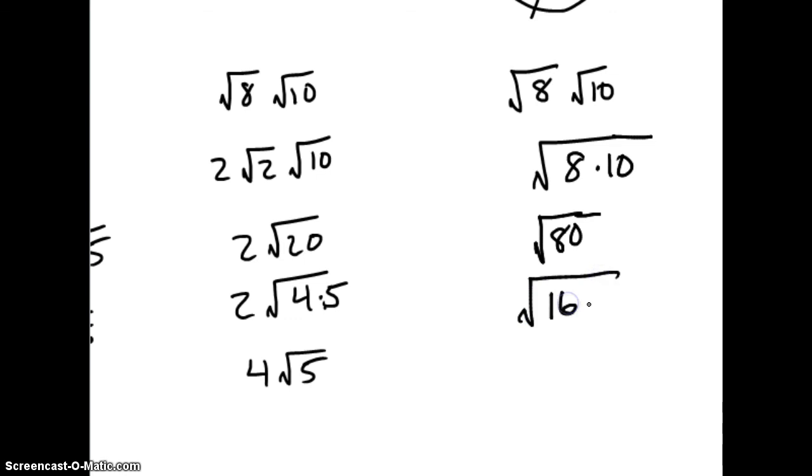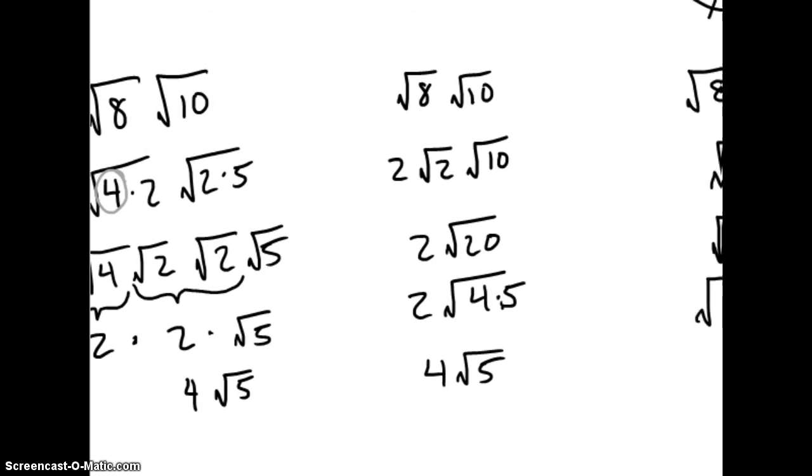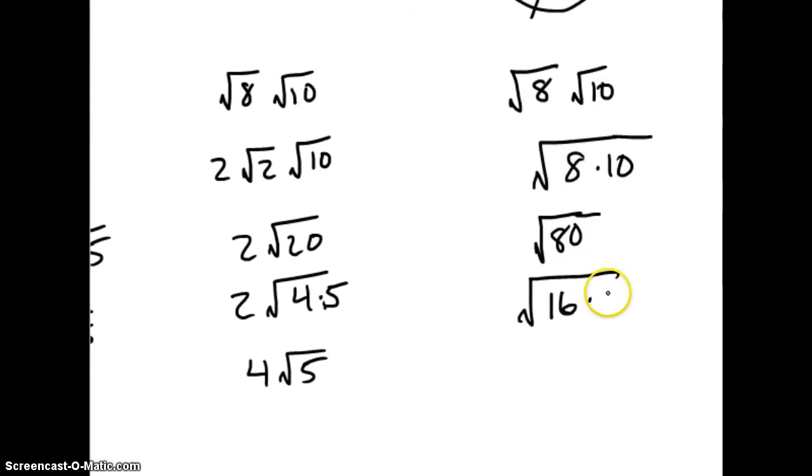I can pull out a root 16 now, whereas I could not do that before. I could not pull out a root 16. I could not pull out a 4 from that. This is going to be root 16 times 5, and then I end up with root 16, root 5, and this is 4 root 5.